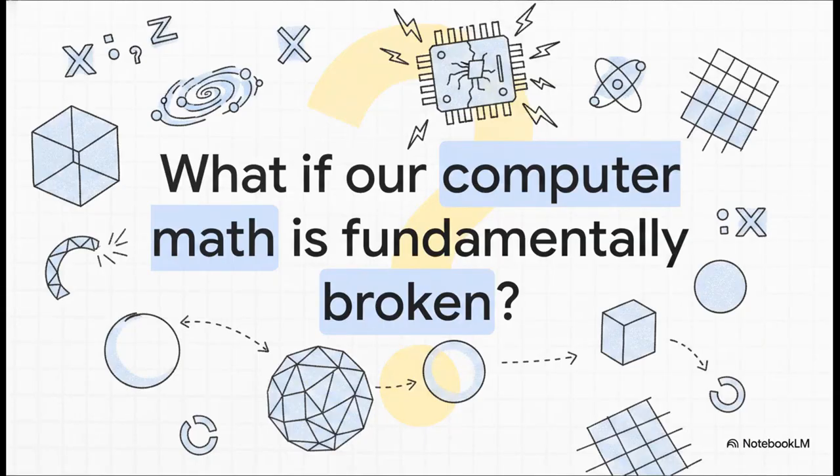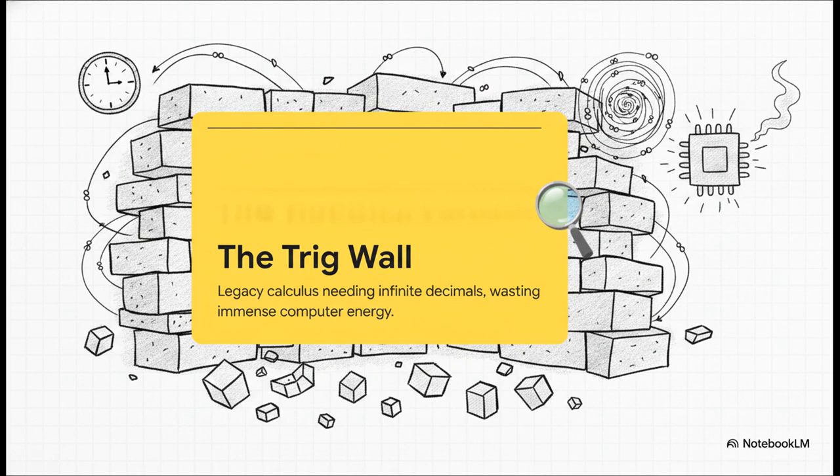So think about this for a second. What if the fundamental math powering our modern computers is actually broken right down at the structural level? We're going to explore the massive, real-world stakes of exactly how we model physical space in scale. To really grasp the problem here, we have to introduce our main antagonist for this explainer. It's known as the trig wall.